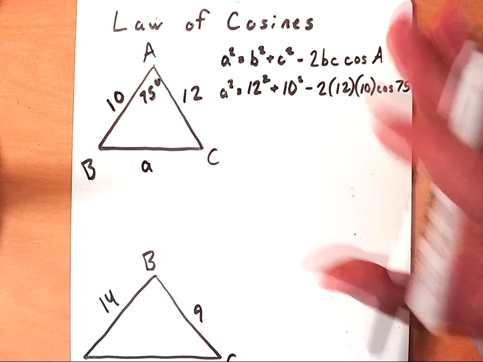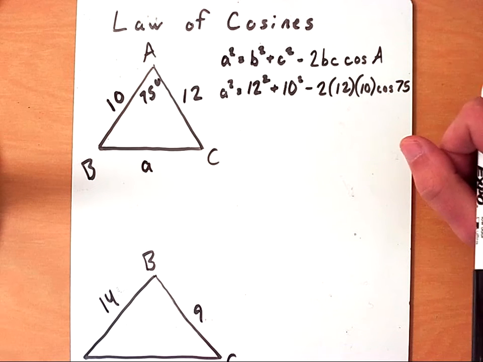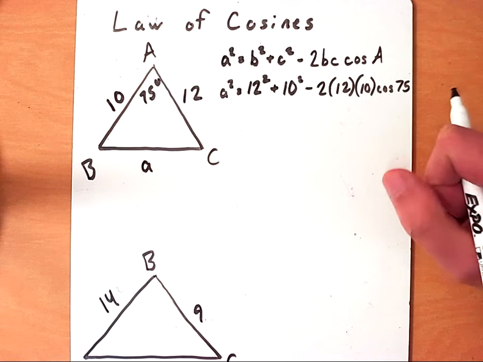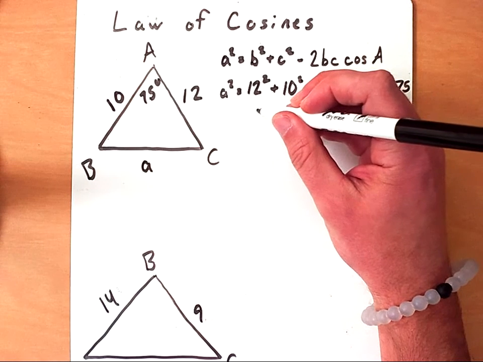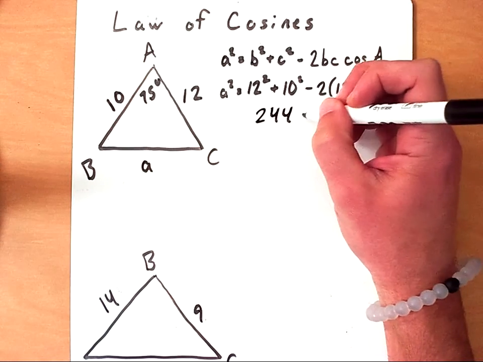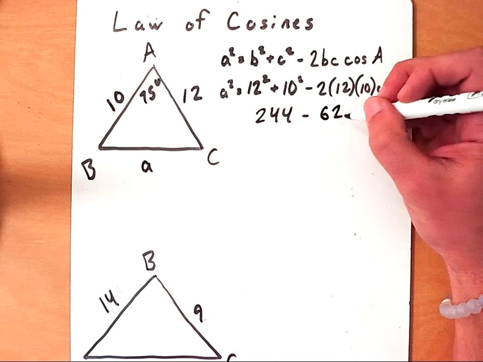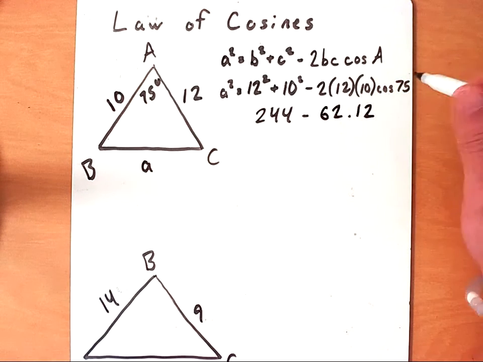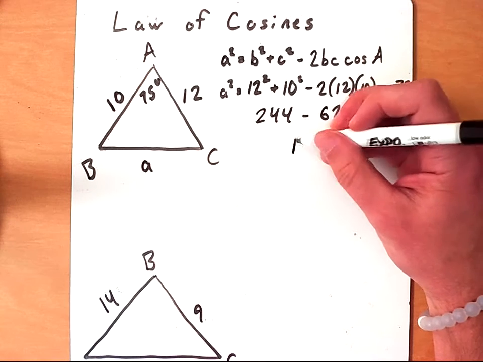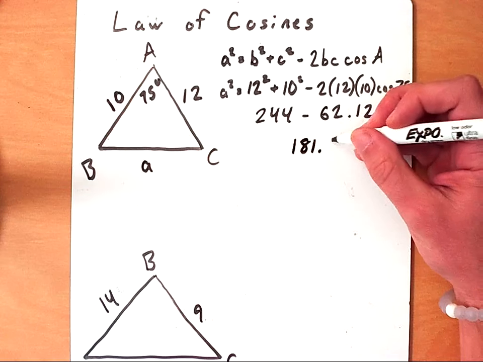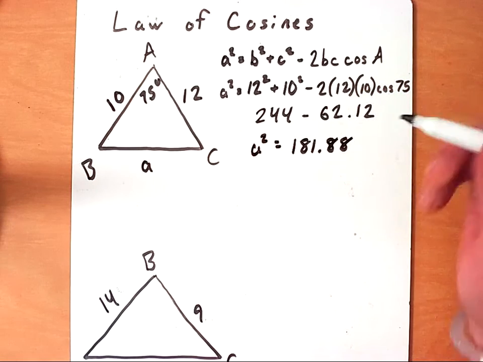Alright, so I generally have my students break this down into steps, instead of entering things straight into the calculator. You can get order of operations wrong and make careless mistakes. So if you break this down, I could square these two and add these together and get 244. And then if I punch all this into my calculator over here, I'd get 62.12. And so if I then do this operation, I will be left with 181.88. And that's going to be equal to a squared.